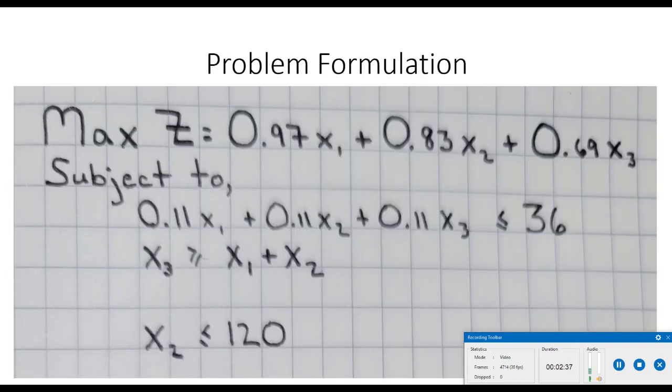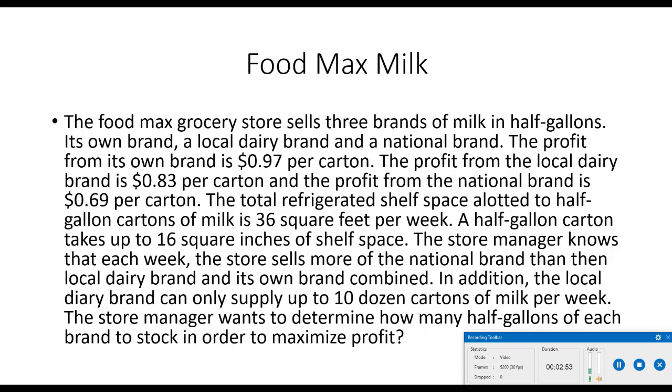This is subject to these 3 constraints. The first one is interesting: 0.11x1 plus 0.11x2 plus 0.11x3 is less than or equal to 36. I got that number because a half-gallon carton takes up 16 square inches, and 16 square inches is 0.11 square feet. We have square inches and square feet, so we have to convert them to the same unit of measurement. I did that by changing square inches into 0.11 square feet.